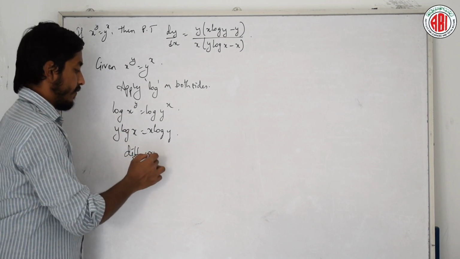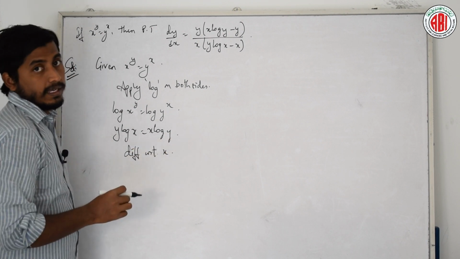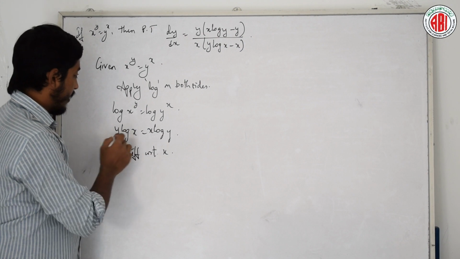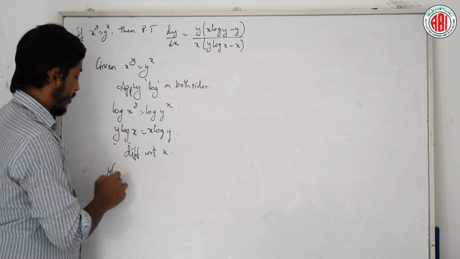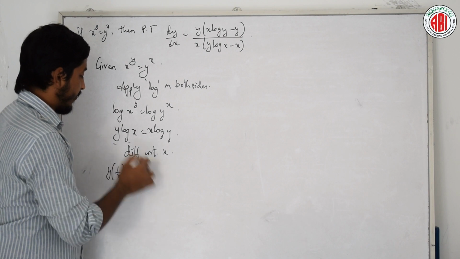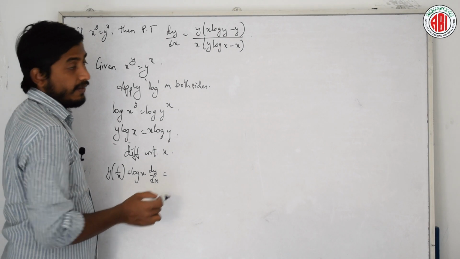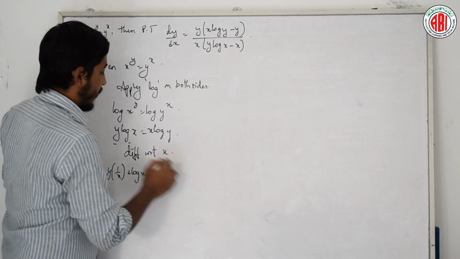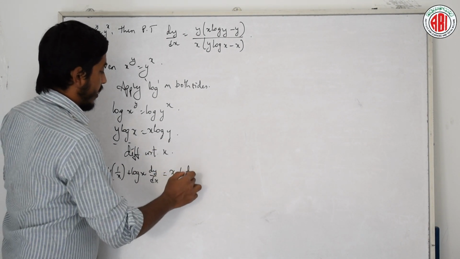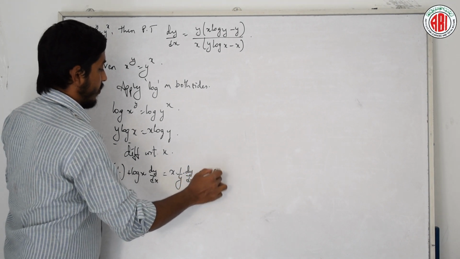Differentiate with respect to what? x. Clear? See here, this is u, this is v. y into 1 by x plus log x into what is the differentiation of y? dy by dx. Is it fine? And the next, x log y: x into 1 by y dy by dx plus log y into 1.